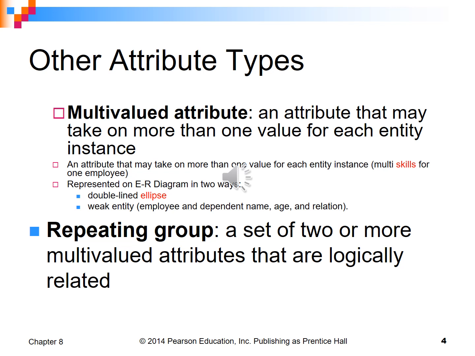Represent it in an ER diagram in two ways. A double-lined ellipse, you have a double line, or a weak entity, employee and dependent: name, age, and relation. Like a weak entity, the one we talked about in the last lecture. It is a double line around that entity. Repeating group: a set of two or more multi-valued attributes that are logically related.